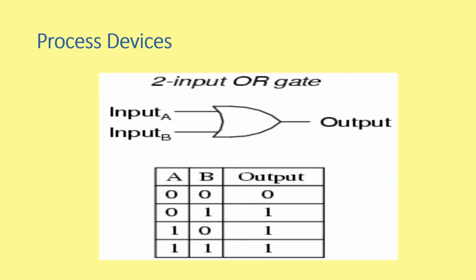So looking at A and B, if they're both 0, the output has to be 0. However, if A or B is 1, you can see that the output is 1. So if A is 0 and B is 1, our output's 1. If A is 1, B is 0, then our output's going to be 1. And if A and B are both 1, our output is still going to be 1.